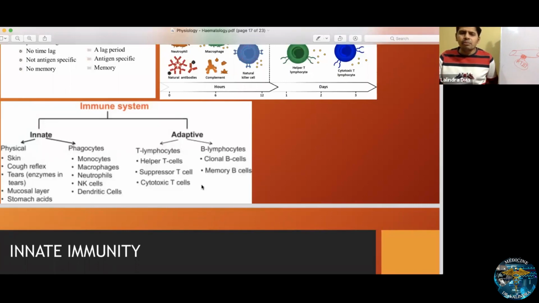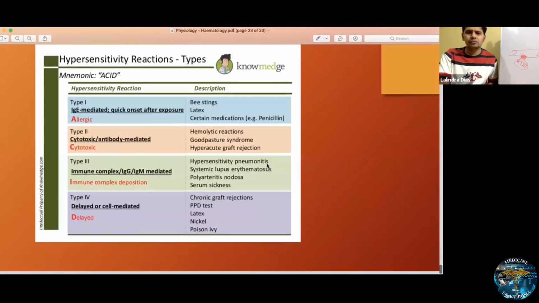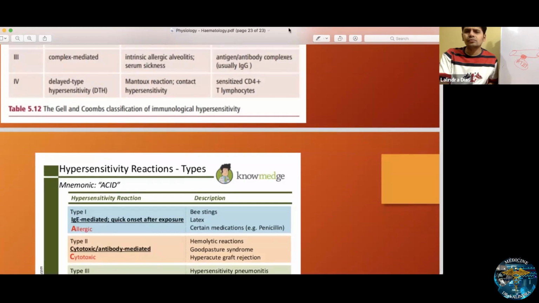Then the B lymphocytes. B lymphocytes are the ones which produce the antibodies. So clonal B cells can be there, and also memory B cells can be there. Okay, adaptive pathway.